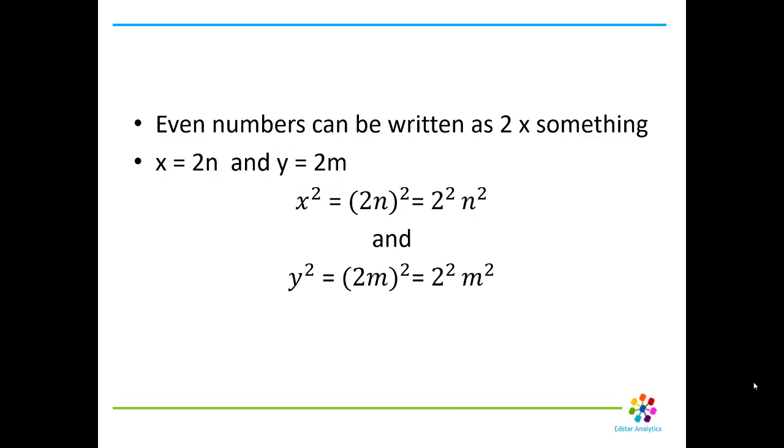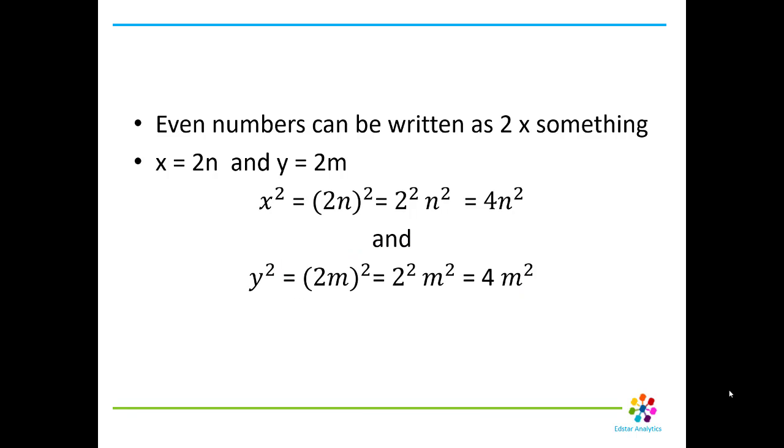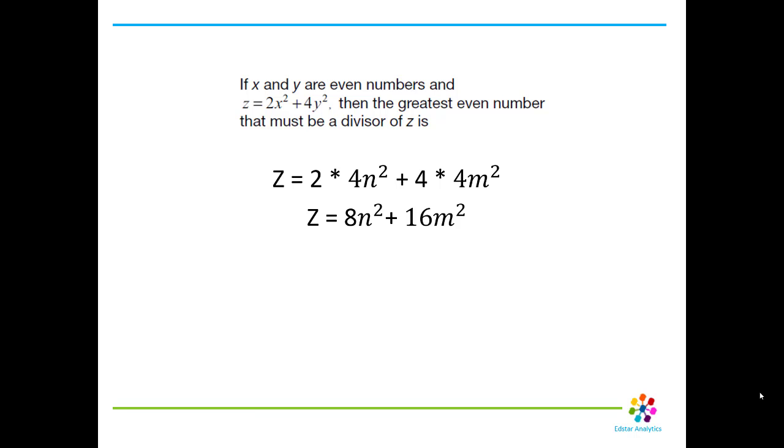And then x squared is really 2n squared. And we have to square both the 2 and the n. And y squared is really 2m squared. And to simplify that, you have to square both the 2 and the m. Well, when you simplify 2 squared, that's 4. So we want to write x squared as 4n squared, and y squared is 4m squared. So there's the original problem. And we know we can replace x squared with 4n squared, and we can replace y squared with 4m squared.